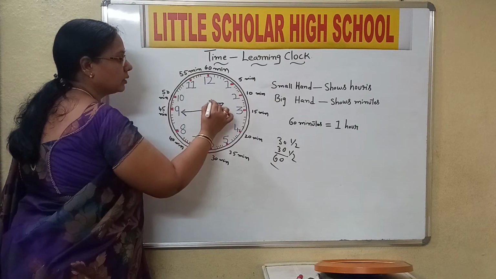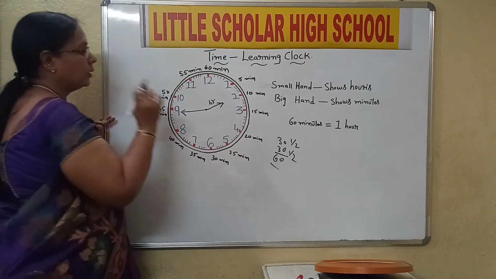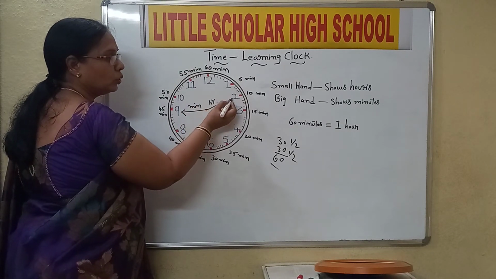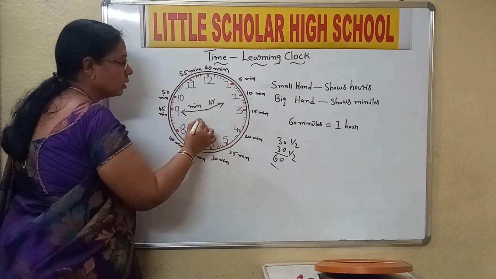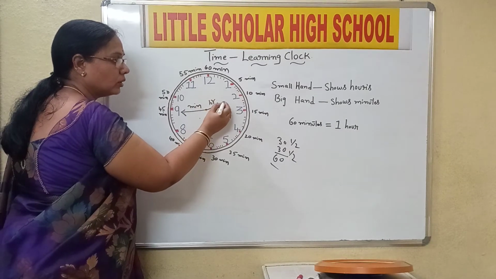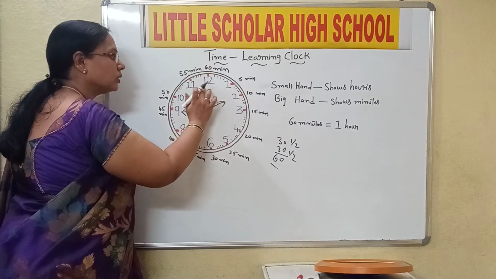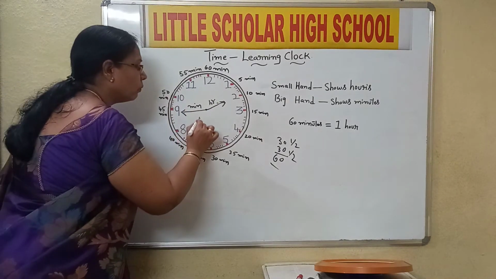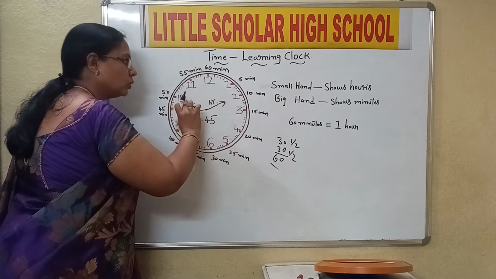This is hours. The small needle will tell you hours, and the big needle will tell you minutes. So, where is this small needle? It is coming towards the 2. It is still not exactly on the 2. So, we can say 1:45. This is quarter. So, we can say 1:45 or quarter to 2.